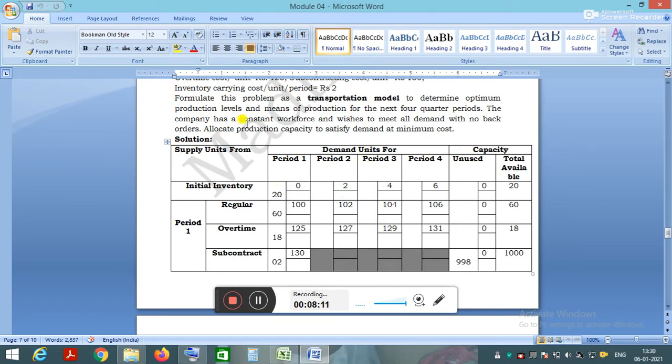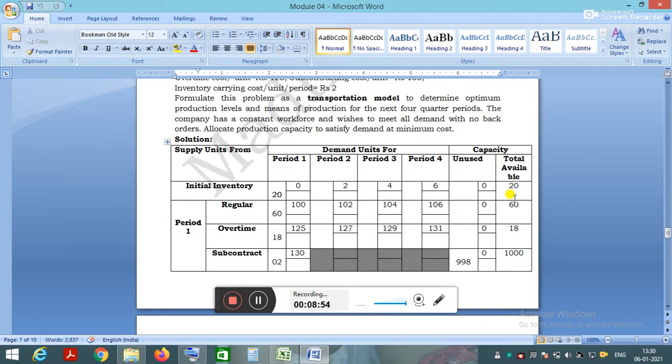Okay, because inventory carrying cost per unit per period is given as ₹2, if they are not utilized even in the second period and they are carried to the third period, the inventory cost increases again by ₹2 and it becomes 4. If they are carried to period 4, the inventory cost increases again by ₹2, it becomes 6. Okay, unused cost is 0 anyhow. Total available initial inventory is 20.